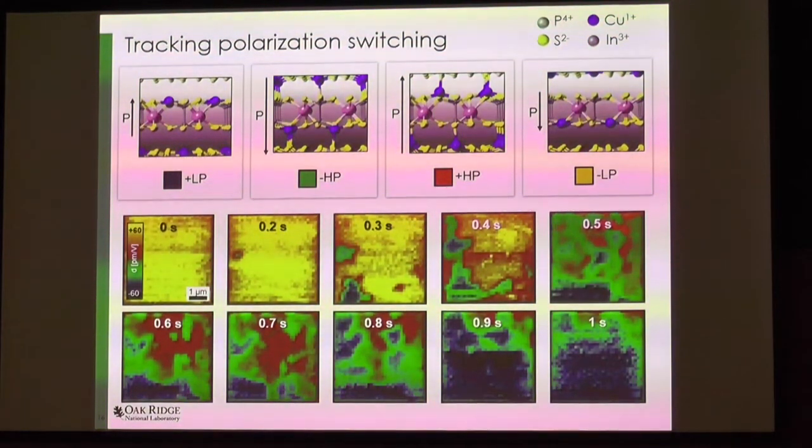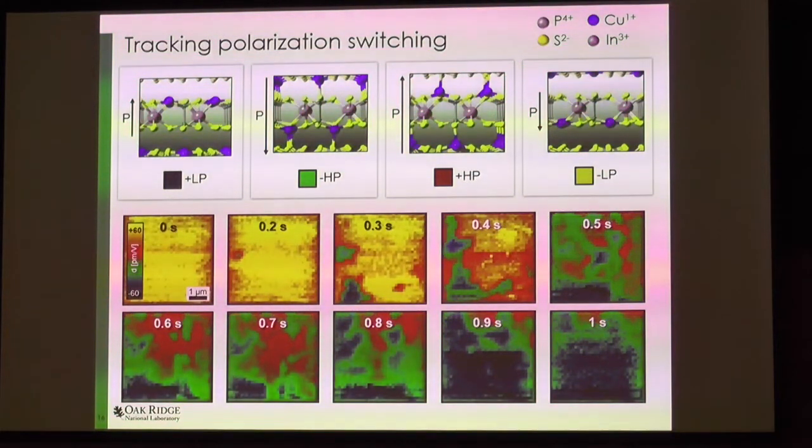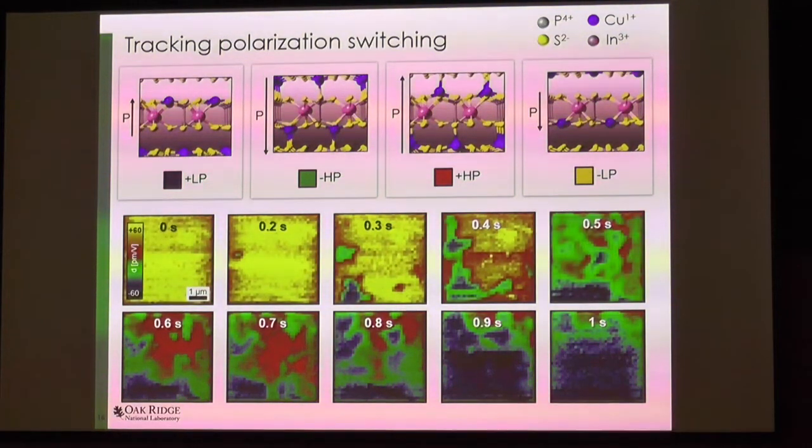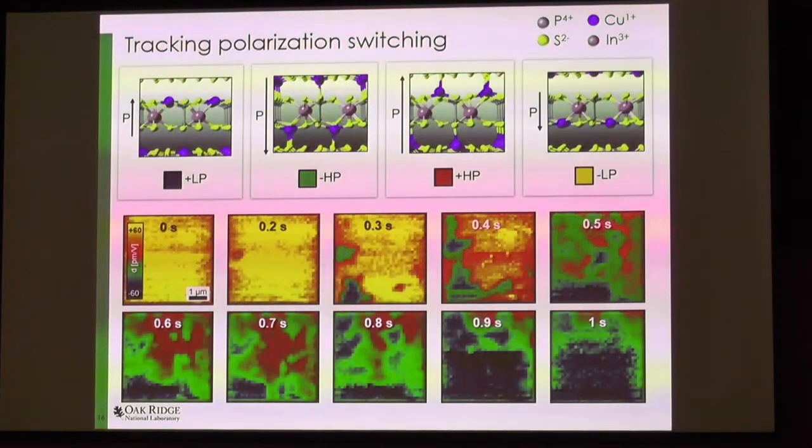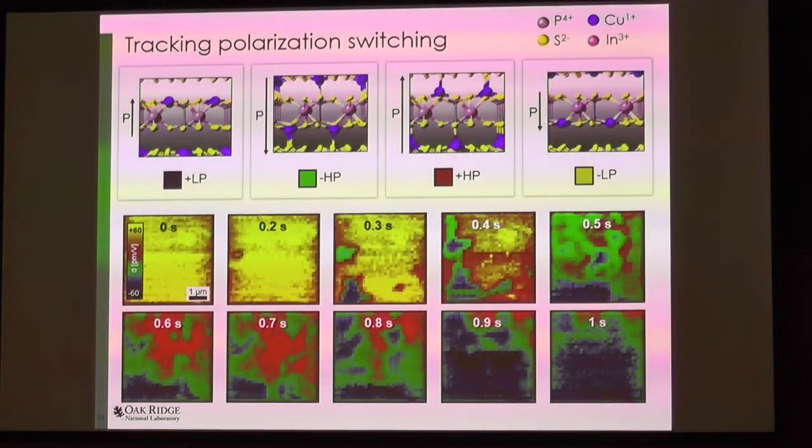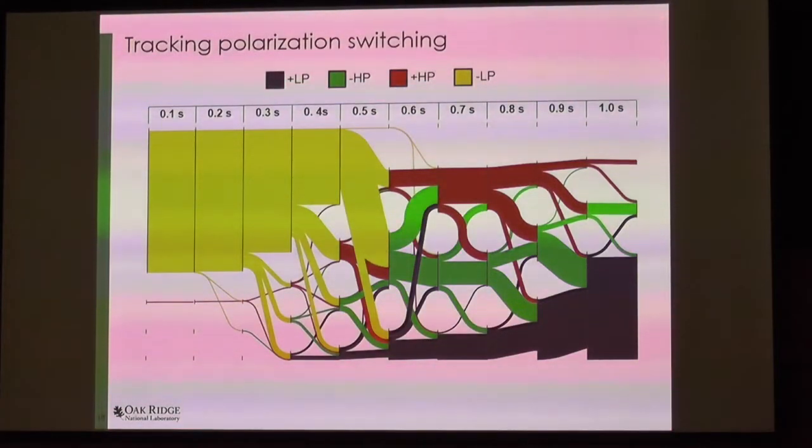So we start out mainly yellow, and then we end up mainly blue. We see some spatial correlation, but we also wanted to get some statistics on transitions between those polarization states. So I analyzed all those pixels, looked at what state they are in before a pulse and what state they are in after a pulse, and then created a Sankey diagram.